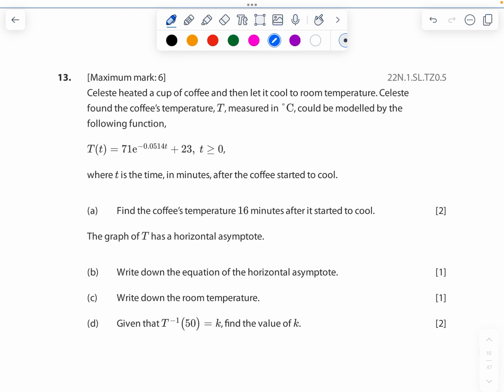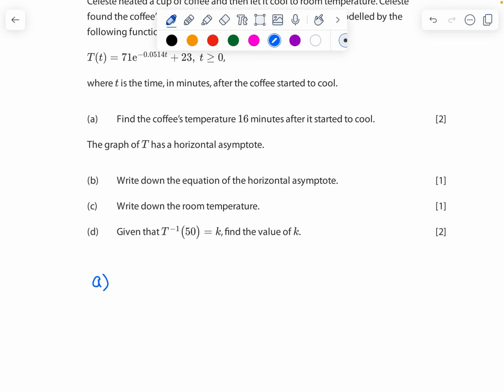Question number 13. Celeste heated a cup of coffee and then let it cool to room temperature. Celeste found the coffee's temperature follows this formula. Find the coffee's temperature at 16 minutes. After 16 minutes, so what am I going to do? 71 e to the power of minus 0.0154 times 16, plus 23. So it becomes 54.2 degrees Celsius.